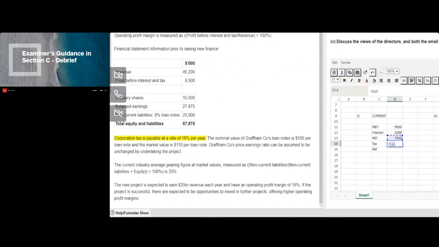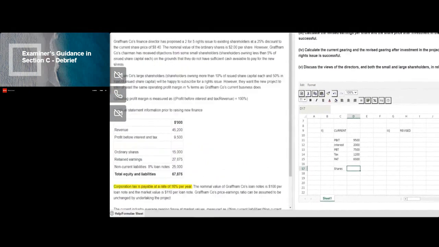So we're going to take the profit before tax figure and times it by 16%. Profit after tax is then 7,500 minus that, and we get profit after tax of 6,300. We now need to find the number of shares in issue. And we go back to our statement and it says there's 15 million shares in the nominal value.